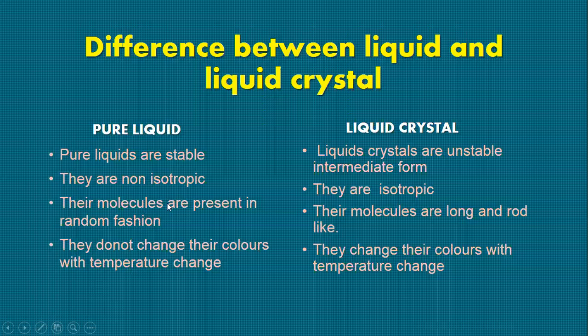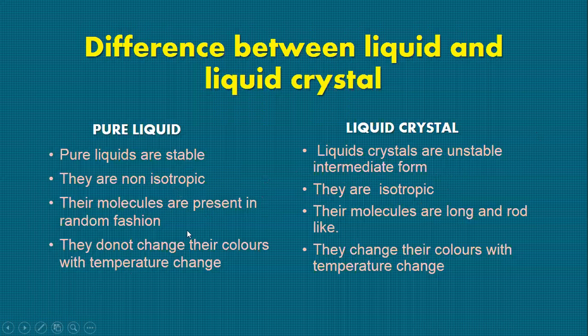Pure liquids are stable, while liquid crystals are an unstable intermediate form. Pure liquids are isotropic, while liquid crystals are anisotropic. Isotropic substances show the same properties in all directions. That is, their properties are not dependent upon direction. They show the same properties in all directions.